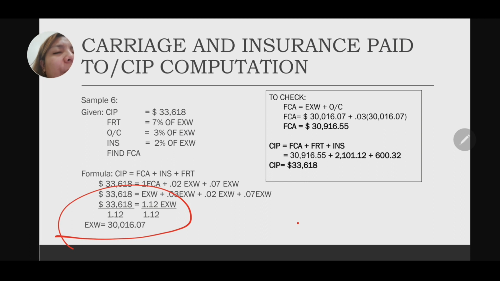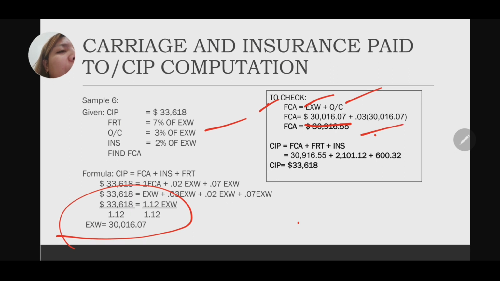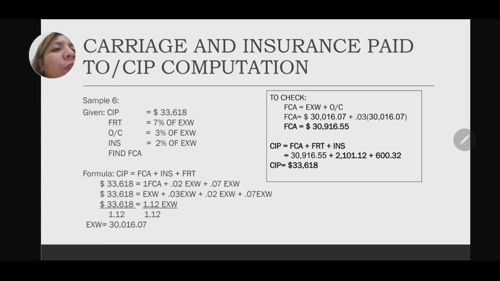Okay, so to get the value of your FCA, you need to substitute the value. So your FCA is equal to Ex Works plus other charges. You already have your Ex Works, which is 30,016.07, and your other charges is 3% of Ex Works. So you just need to multiply the Ex Works value by 0.03 to get your other charges. So that will be 30,016.07 times 0.03, and then you'll get your FCA value of 30,916.55.